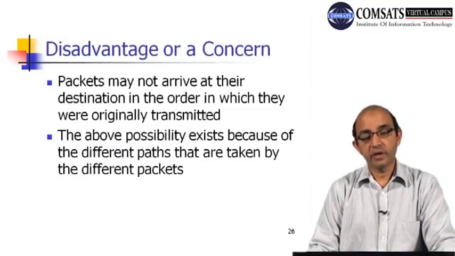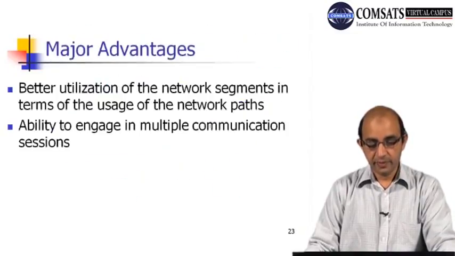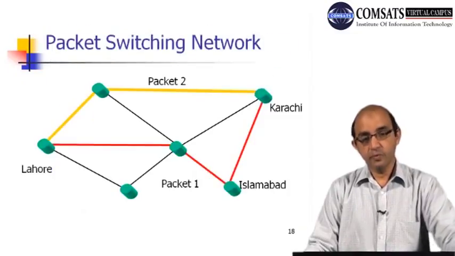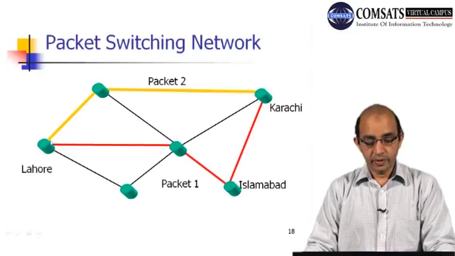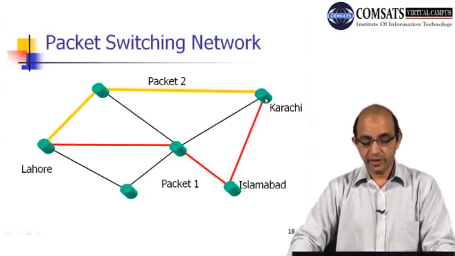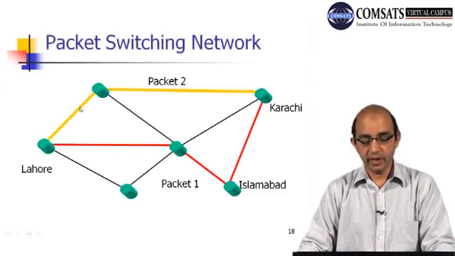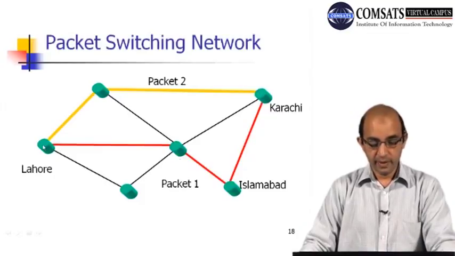Packets may not arrive at their destination in order. As you see, if we have two packets that have to arrive at Karachi from Lahore, this path looks like a shorter path, so packet 2 will arrive earlier than packet 1, because this path seems like it will take more time. But we do not know the bandwidth, the capability of the link. We are only talking about the distance it has to traverse.